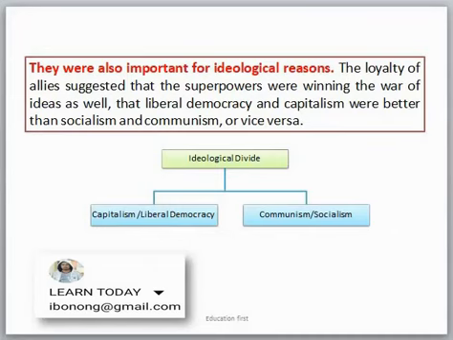Another important reason is to get ideological support and win the war of ideas between capitalism and communism. As we have already learned, the Cold War is the war of ideas. The ideological divide is the main reason for the emergence of the Cold War. The world was divided into capitalism and communism, and the superpowers were struggling in the war of ideas.